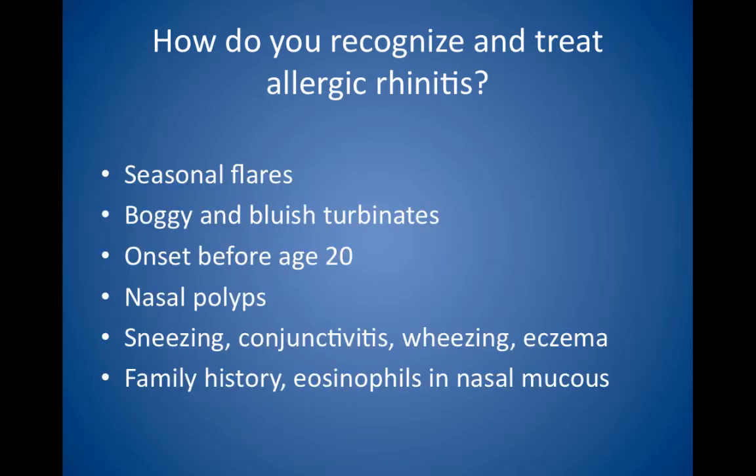Allergic rhinitis is associated with seasonal flare-ups, boggy and bluish nasal turbinates, onset before 20 years of age, nasal polyps, sneezing, pruritus, conjunctivitis, wheezing or asthma, eczema, a positive family history of allergic rhinitis, eosinophils in the nasal mucus, and elevated serum immunoglobulin E. Skin tests may identify an allergen. Treat with avoidance of known antigens such as pollen. Antihistamines, nasal steroids, and/or cromolyn may be used for more severe symptoms. Desensitization is also an option.